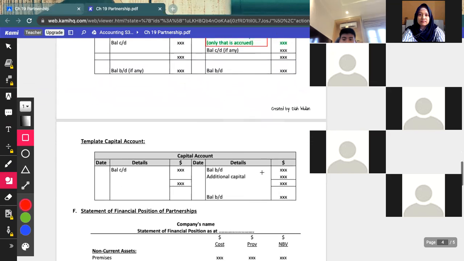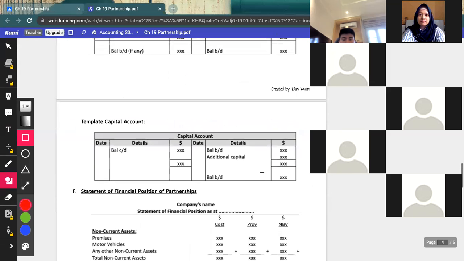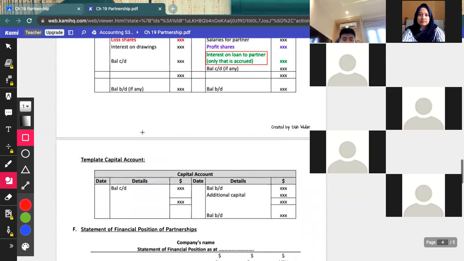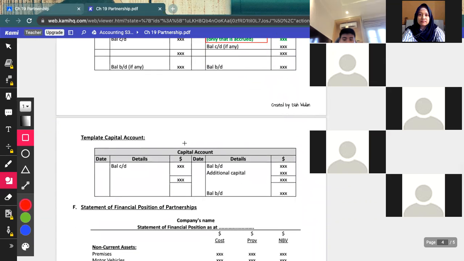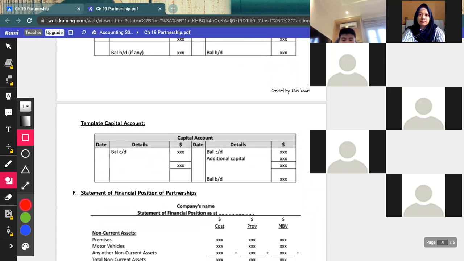Okay. Next, template for capital account. Now, not like current account. Capital account, simple. You have balance BD. You have additional capital, which indicates that there is another investment inside the business, from the partners to the partnership. So calculate balance CD and then that's it.